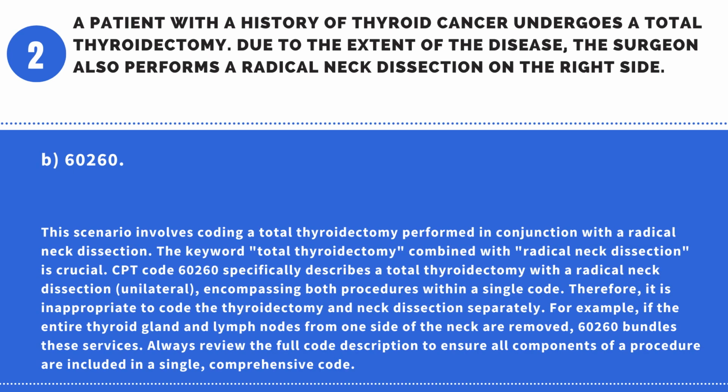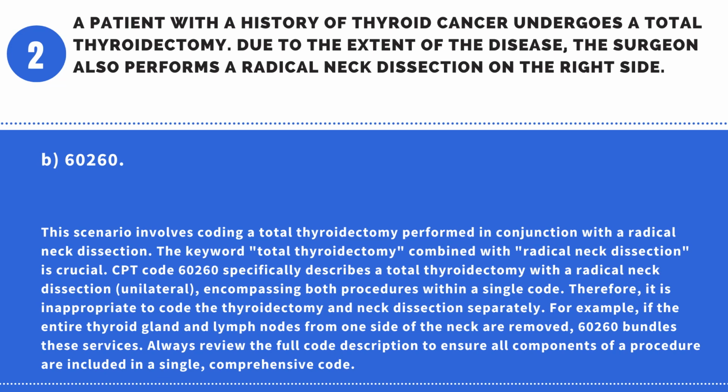Answer: B. 60260. This scenario involves coding a total thyroidectomy performed in conjunction with a radical neck dissection. The keyword total thyroidectomy combined with radical neck dissection is crucial. CPT code 60260 specifically describes a total thyroidectomy with a radical neck dissection, unilateral, encompassing both procedures within a single code. Therefore, it is inappropriate to code the thyroidectomy and neck dissection separately.